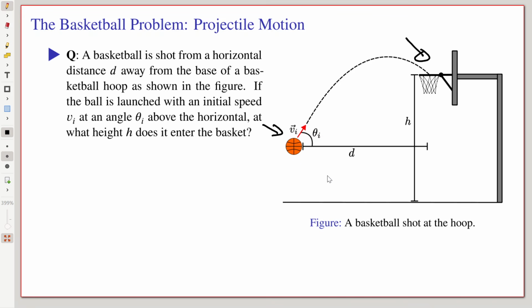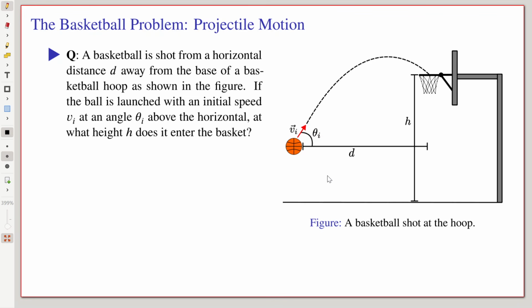Now let us continue. If the ball is launched with an initial speed vi at an angle theta above the horizontal, at what height h does it enter the basket? So this problem asks us to find an expression for the height of the ball. So how can we do that? Well, let us see.